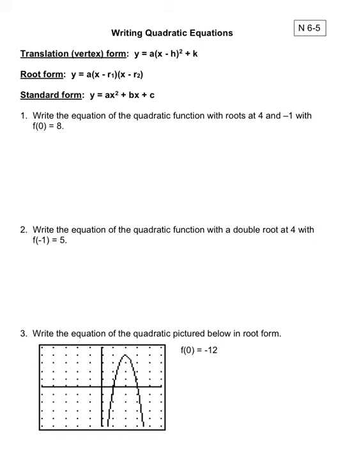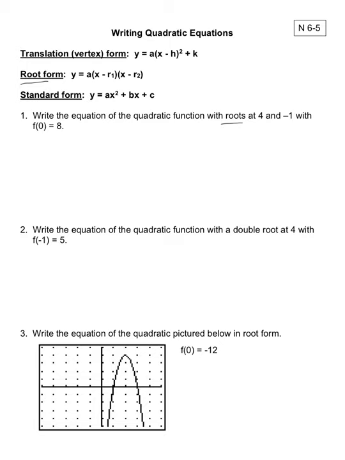Okay, this is note 6.5, writing quadratic equations. Notice at the top there are three different equations or forms. We have the vertex and the root, which are the top two we'll be working on today. Whenever you're reading, for example on number 1, you want to look for the key words that tell you which equation you're going to use. In this case, the key word is roots, so that tells me we're going to use root form.